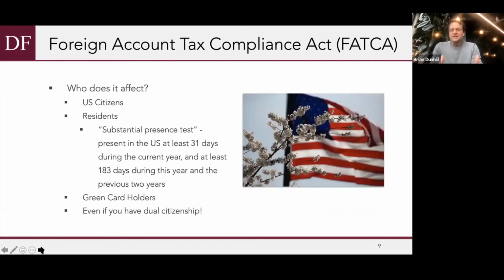So it affects all US citizens, so people that sound like myself or John, but also any expats that become resident in the United States. So if you're spending enough time to become resident in the United States, everything we discussed today is subject to you following those rules. Even if you only have a green card and you leave the United States for a period of time, you're still subject to these rules until you turn in your green card. And it even pertains to you even when you have a second passport.